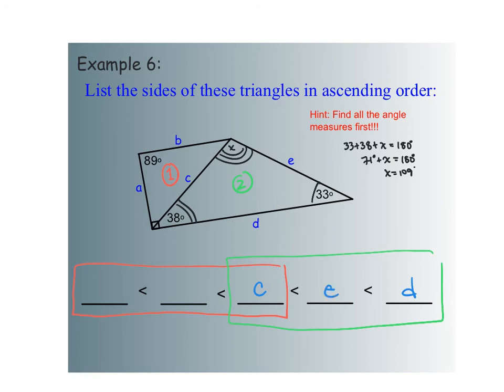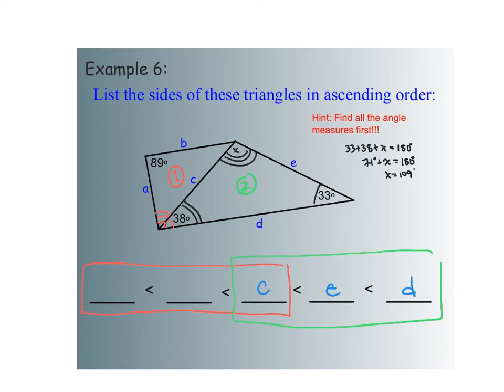Okay, let's do a little work in triangle 1 now. Notice that I've got a 38-degree angle here and a 90 here. So this angle right here should be 90 minus 38. So 90 minus 38 equals 52. So this angle is 52 degrees.